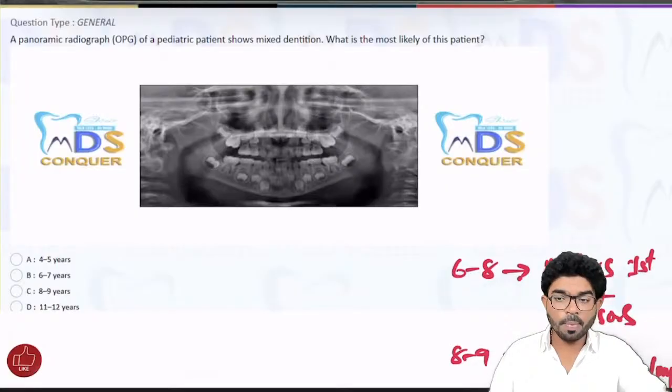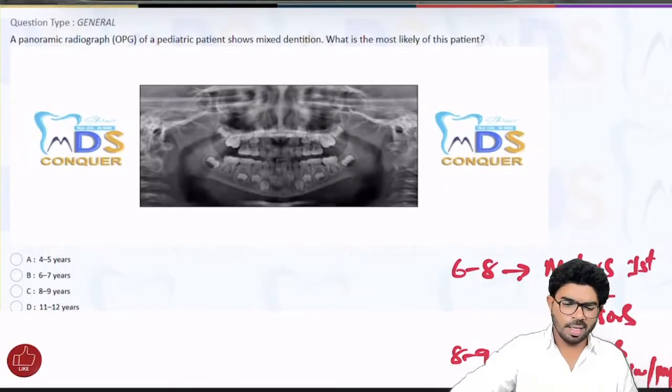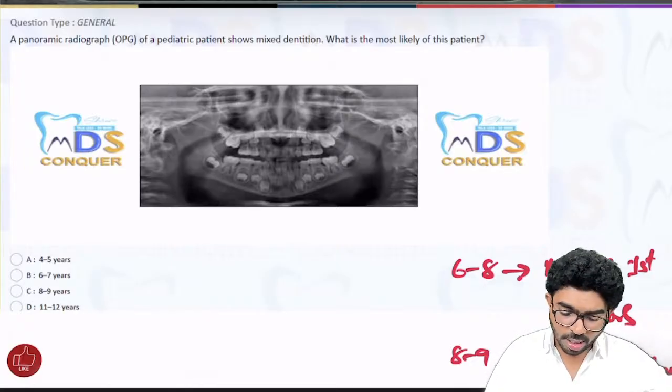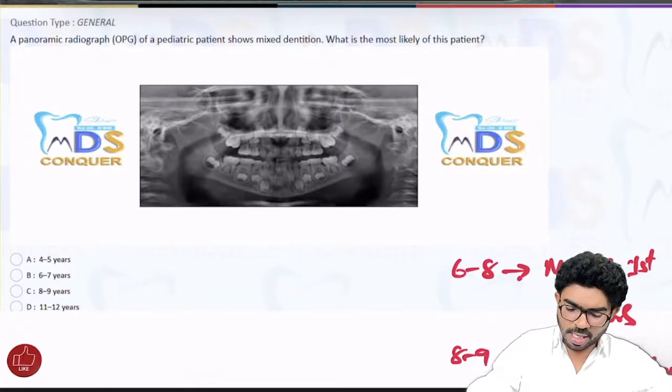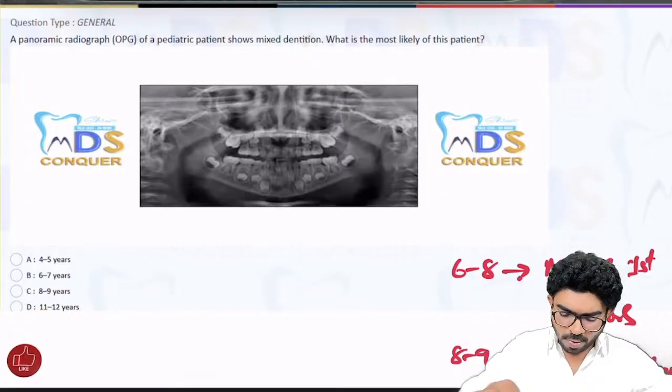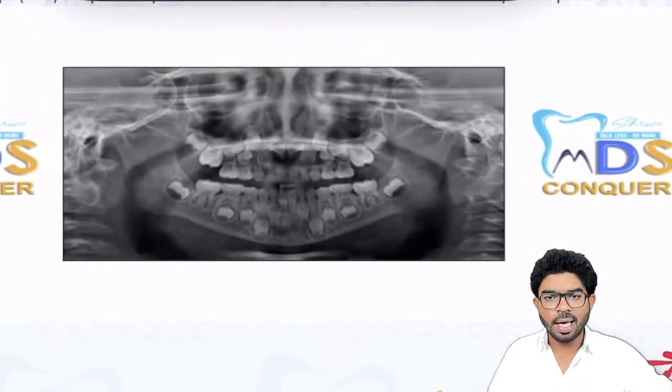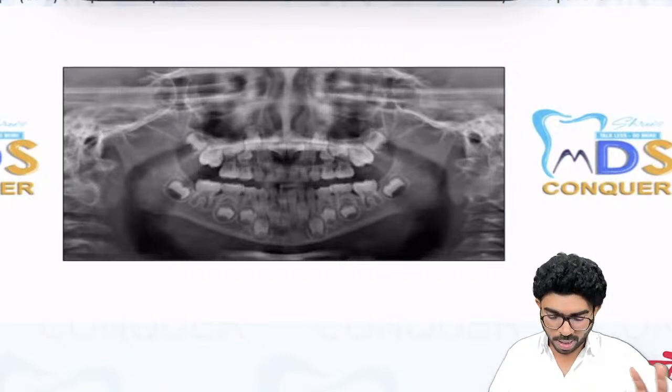Okay, you have one more question. Again, OPG based questions in the exam asking you to identify the age of a particular child is a very, very frequently asked question. If we check this, they have given a mixed dentition OPG. If you closely monitor this OPG, I have given the eruption sequence because I myself have discussed the eruption sequence. I hope you have done it well.